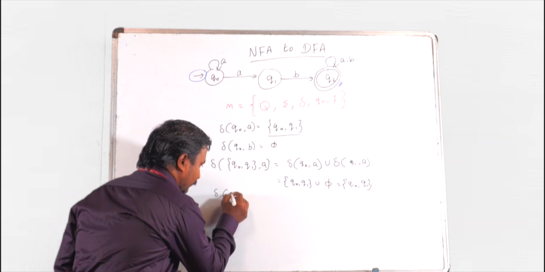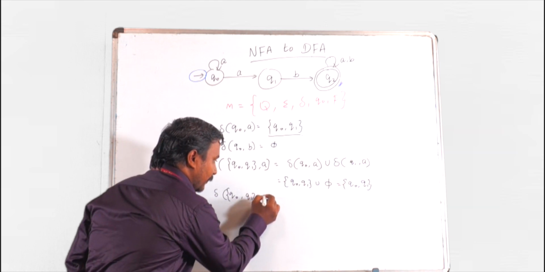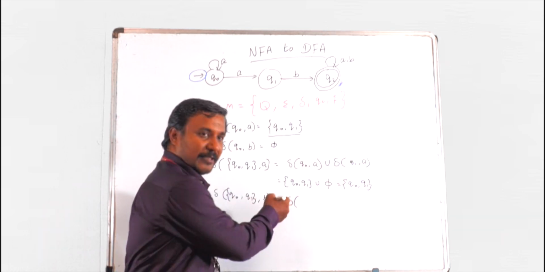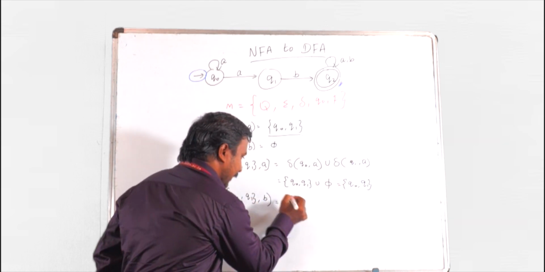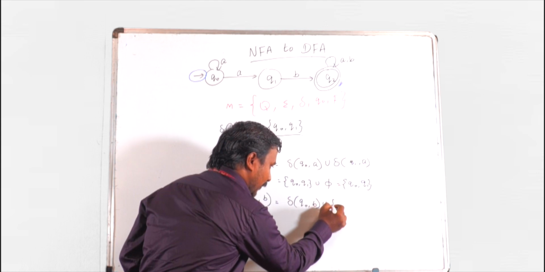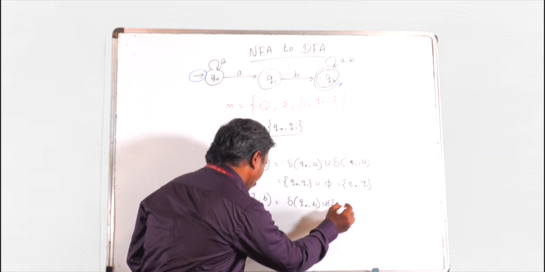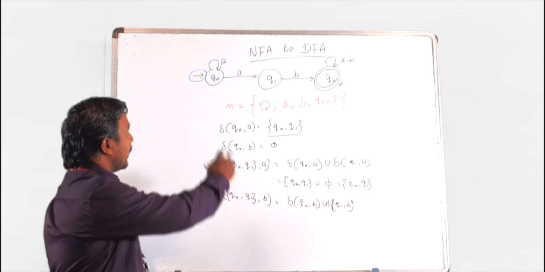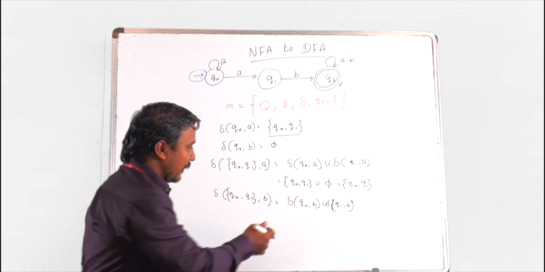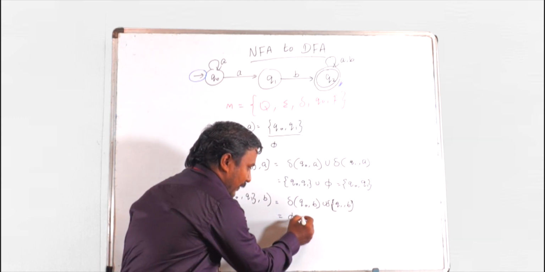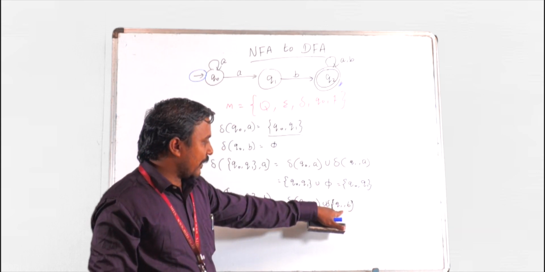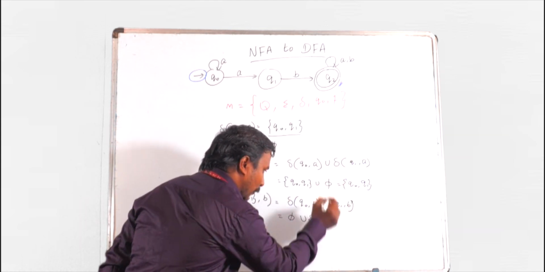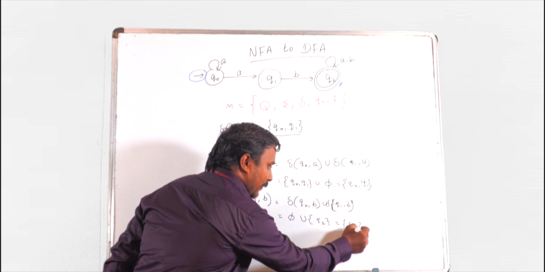So delta transition of Q0 comma Q1 with B. Now we are going to apply the input symbol B. Here also we can split the state and finally merge the values. So delta transition of Q0 comma B union delta transition of Q1 comma B. For Q0 there is no next state when we apply the B input, so it will be null, and union. For the Q1 state with the B input, the next transition we get is Q2. So the final result after the union is Q2.